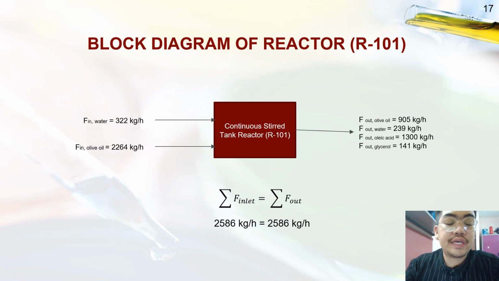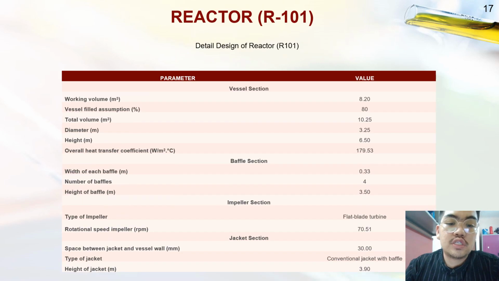So this is the block diagram of reactor R101. There are 2 inlets and 1 outlet as shown in this diagram. Next we move to the detailed design of the reactor. The diameter of this reactor is 3.25 meters with a height of 6.5 meters. The baffle section, impeller section, and also jacket section have also been calculated in this section.